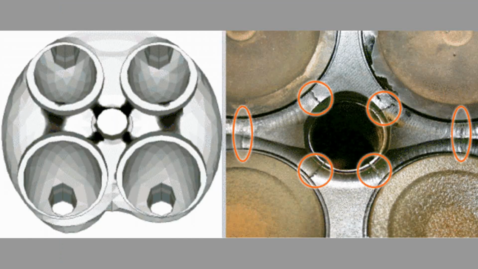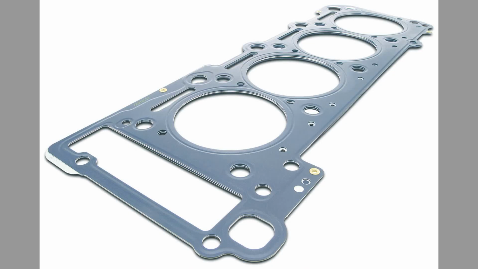Fatigue. Fatigue occurs when the metal in the cylinder head is stressed over time. Fatigue can cause cracks to develop in the head, which can lead to serious engine problems. Gasket damage. The head gasket is a thin seal that sits between the cylinder head and the engine block. It is responsible for keeping coolant and oil separate, and for preventing combustion gases from escaping.